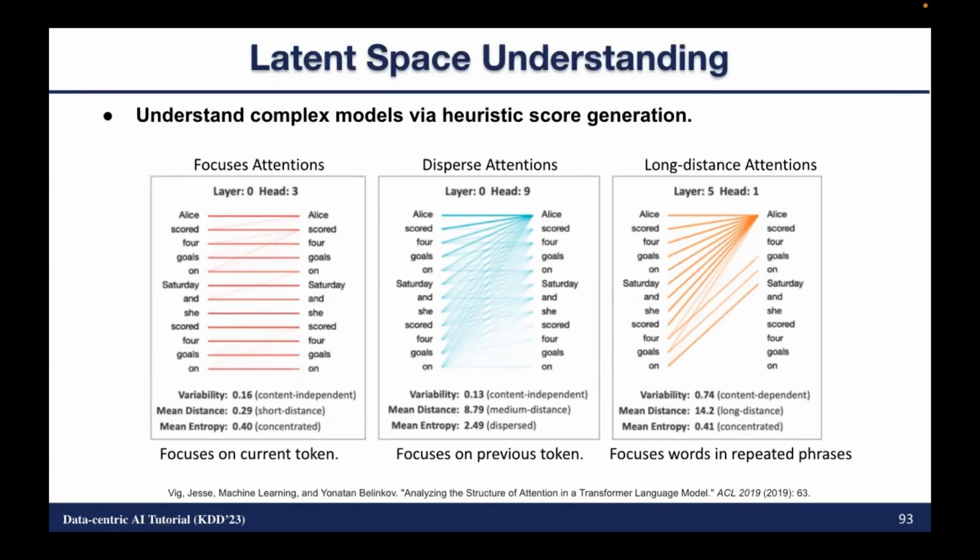transformer models, there are mostly 3 kinds of attention that we can observe. The first one is called focus attention, which tries to focus on the current tokens. The second one is the dispersed attention, which tries to focus on only the previous tokens. And the third one is the long distance attention, which tries to focus on words in more repeated phrases. So the way they define this attention is based on the score that defines the variability, mean distance, as well as the mean entropy here.